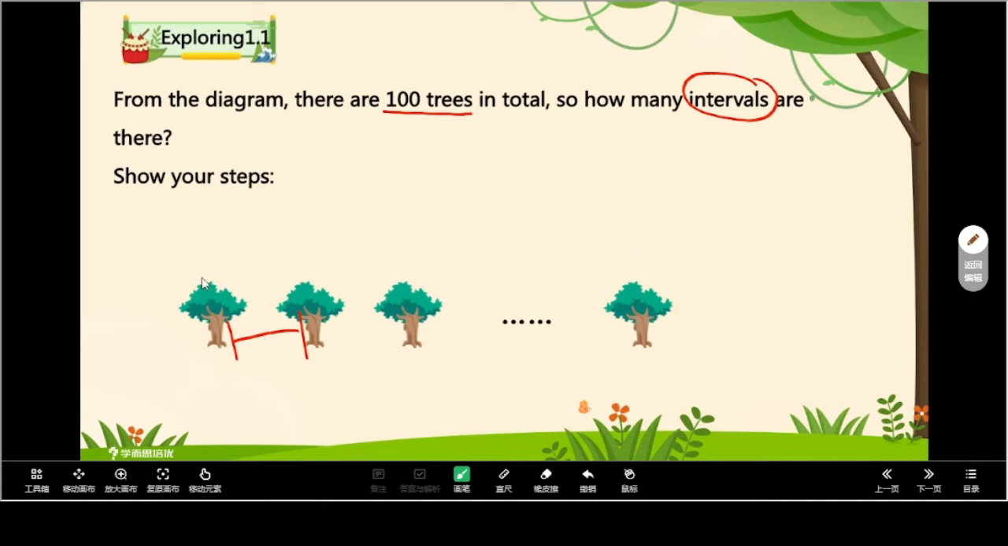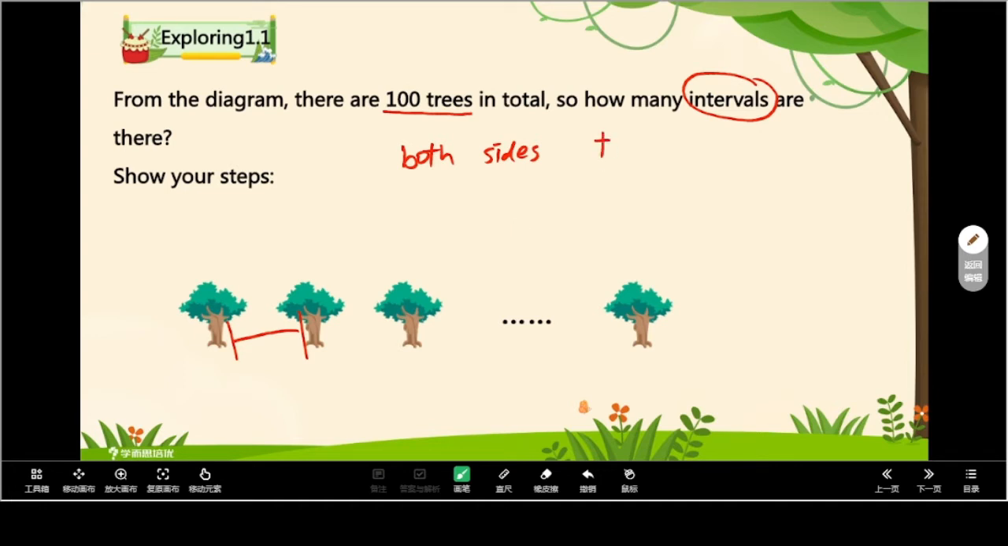Okay, we know that there are total 100 trees together, but this time it is different from the questions in the last lesson. We are going to find the number of intervals. However, the method of dealing with this type of question is still the same. First, we need to find how we plant trees, right? So how we plant trees in this question? Yes, the trees are planted on both sides.